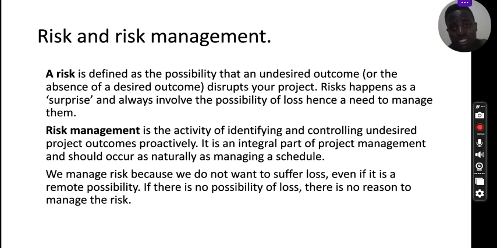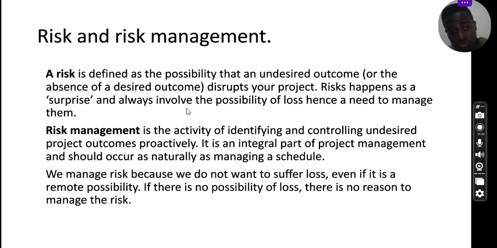So they happen as a surprise and always involve a possibility of loss. So, this is an unexpected event that can disrupt your project. We should take it as such, and then it happens as a surprise and always involves a possibility of a loss. However much some risks come with a gain, the highest percentage is a loss.